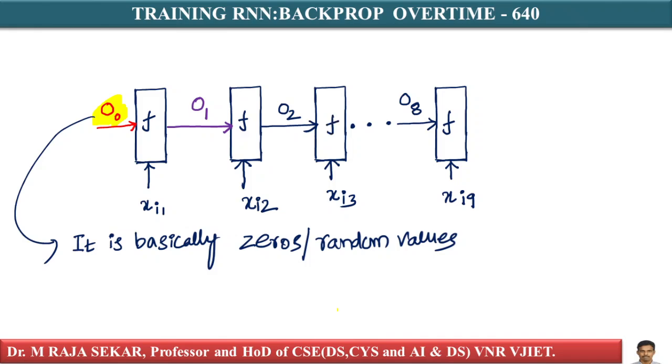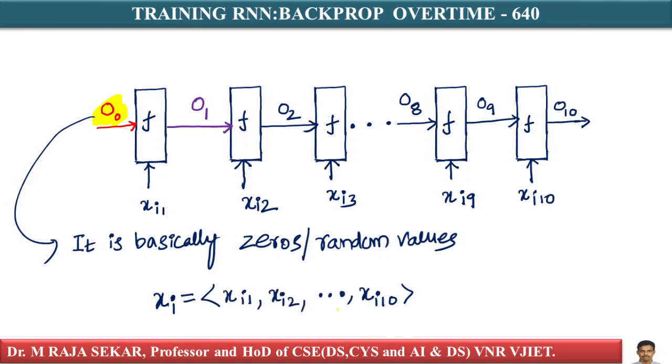Let me say it is generating an output O9, and I have one more layer which takes xi10, and the same function generates O10. My input is xi1, xi2, and so on up to xi10, and I take O10 up here, and I have a softmax layer, SM, which creates my yi cap.